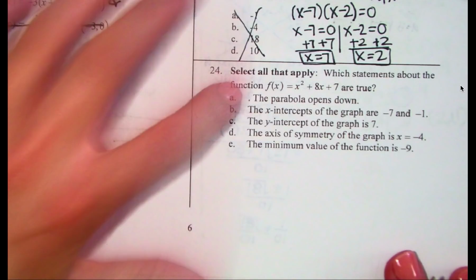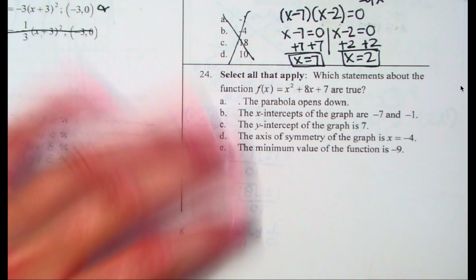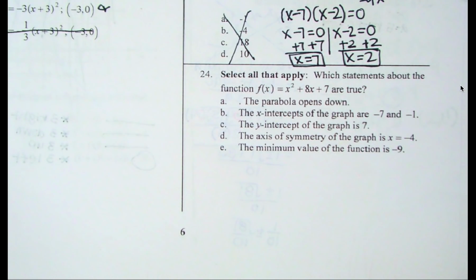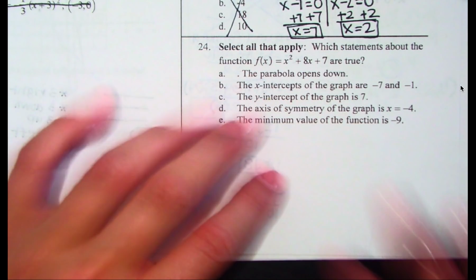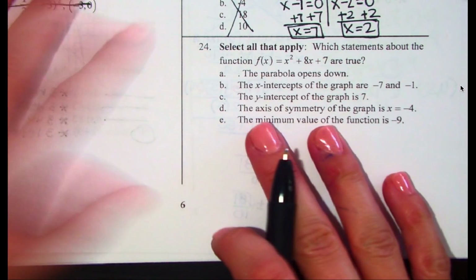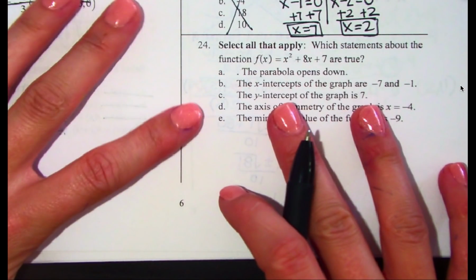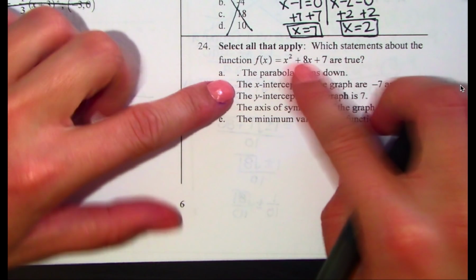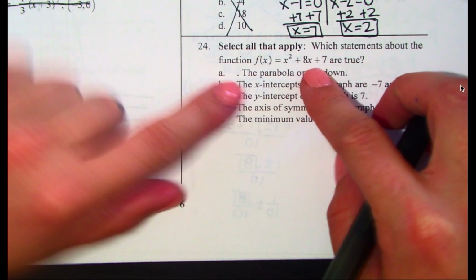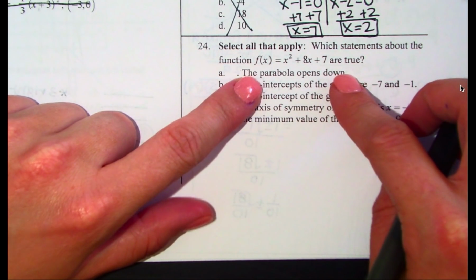Okay. Number 24 is asking which statements about the function are true. So we're actually looking at a lot of information in this problem. So we're going to circle all that apply. So given this parabola or this quadratic equation, they want to know if the parabola opens down.